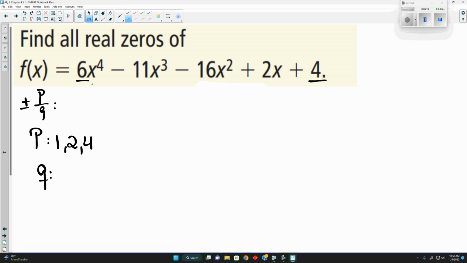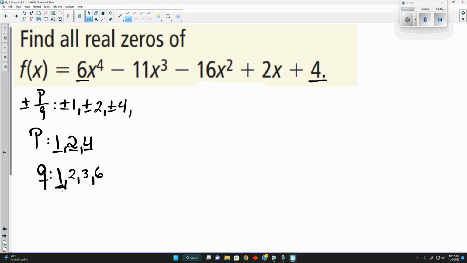Now we also have the factors of 6, which is going to be 1 and 6. But we also have 2 and 3. At this point, we can start finding our rational zeros. The first value of q that we're going to divide all the values of p by is 1. That really doesn't change anything, so we can just list out plus or minus 1, plus or minus 2, and plus or minus 4, because when we divide each one of these by 1, we get the number back.